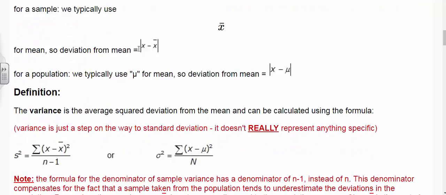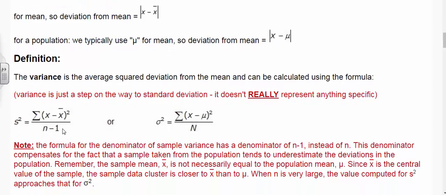Deviation basically talks about how far we are off. In this case, the mean is what we're going to be looking at. And just a quick note on the two variance formulas. We've seen this before: an n minus 1 for a sample and a big capital N for a population, an x bar for mean here and a mu for mean here.